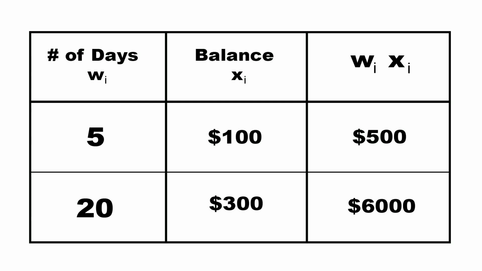So I have this table here. Can you explain to me how we calculate the weighted mean by using this table? Sure. So look at the first column. It's number of days. That's your weight. We have 5 and 20. And then balance, that's your score. We have 100 and 300. So I'm going to multiply the weights and the score. So 5 times 100, that will give you 500. And then the second row, 20 times 300, that will give you 6,000.